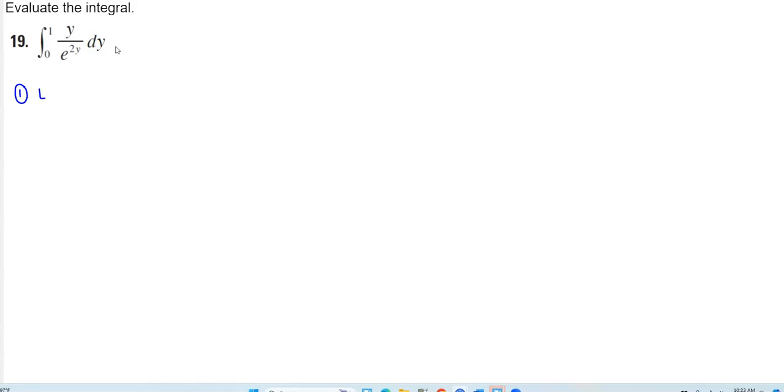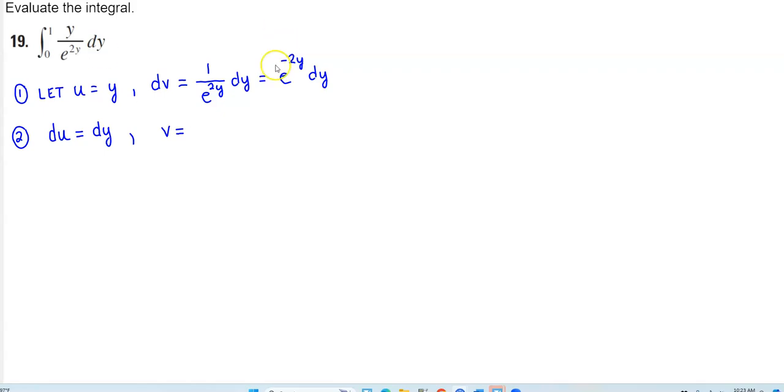So the first thing we're going to do is let u equal y and dv is going to equal 1 over e to the 2y dy. And then we can write that as a negative exponent, so that's going to be e to the negative 2y dy. Next, we're going to take the derivative of both sides with respect to y, so du is going to equal dy.